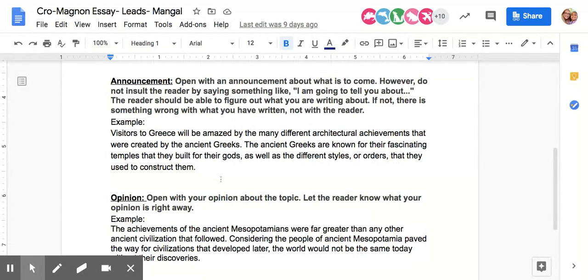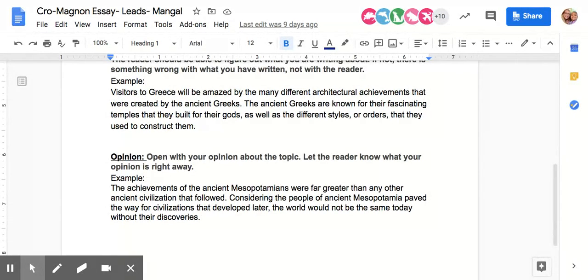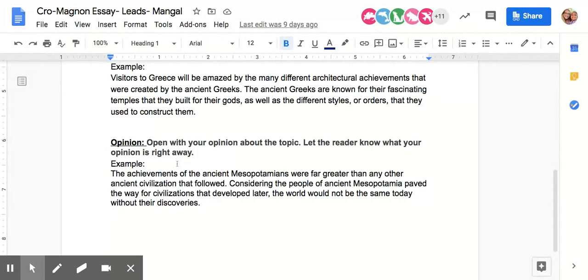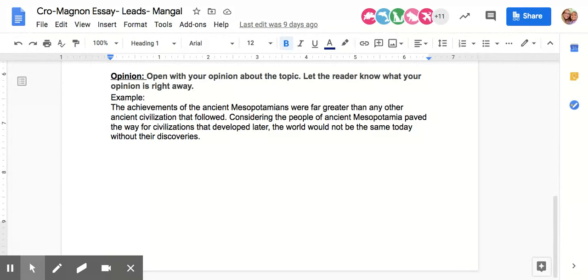So here's an example of what an announcement might look like. Visitors to Greece will be amazed by the many different architectural achievements that were created by the ancient Greeks. The ancient Greeks are known for their fascinating temples that they built for their gods, as well as the different styles of orders that they used to construct them. Okay, so that is an example of an announcement type of lead.